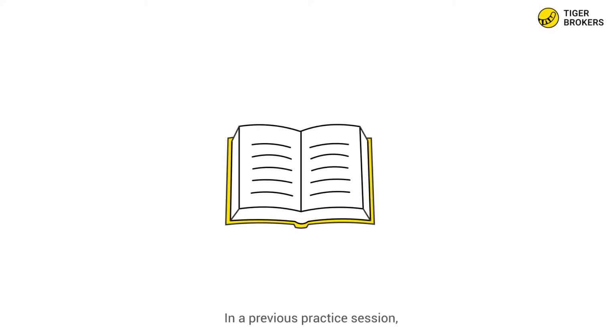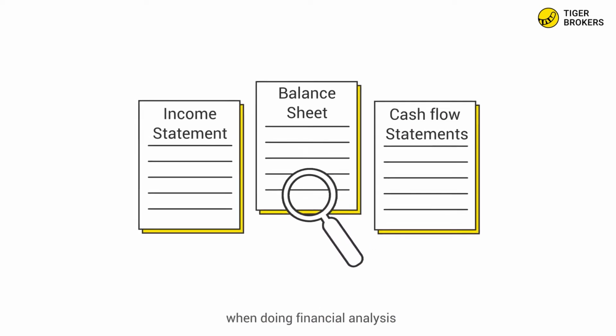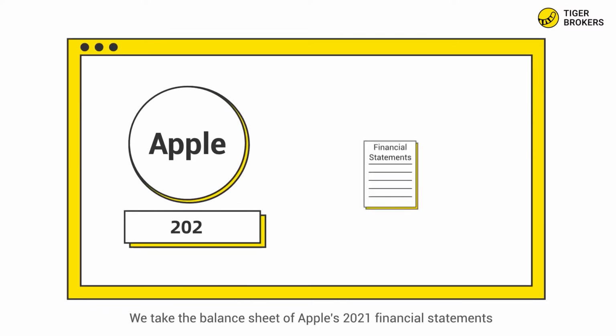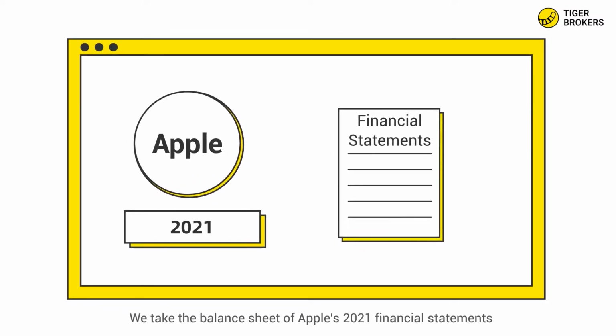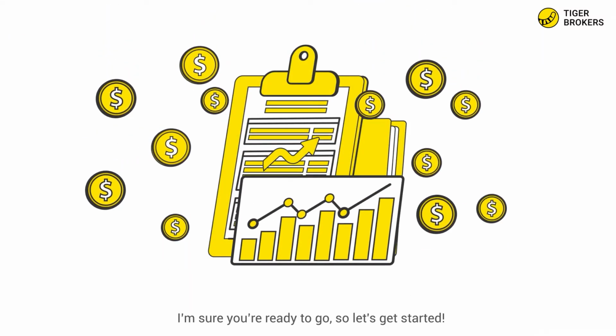In a previous practice session, I mentioned that we need to look at 3 separate statements when doing financial analysis. In this class, we take the balance sheet of Apple's 2021 financial statements as an example to analyze Apple's business operations. I'm sure you're ready to go.